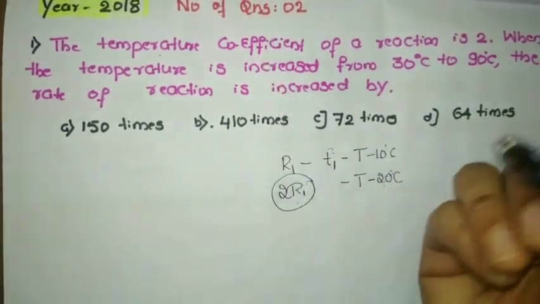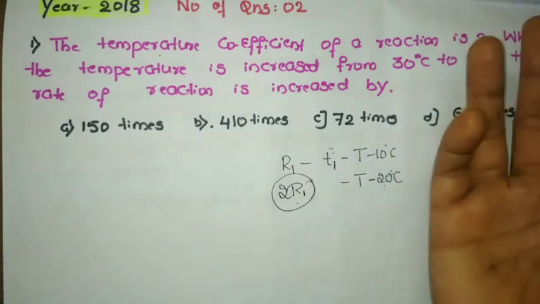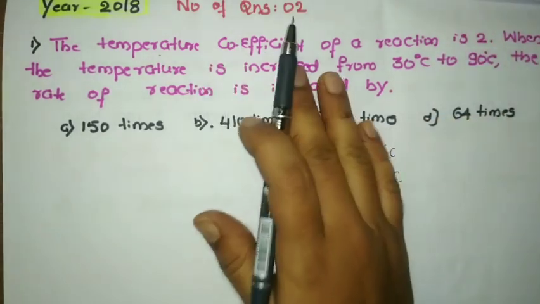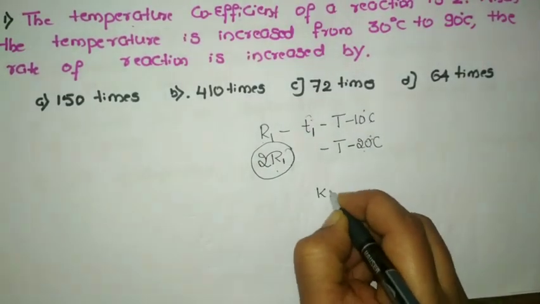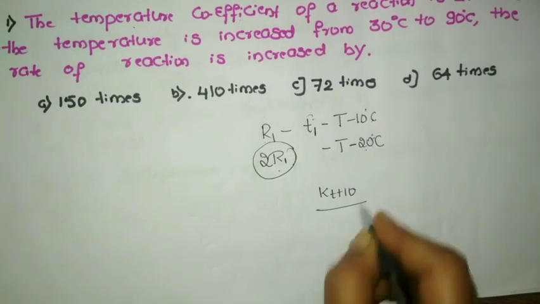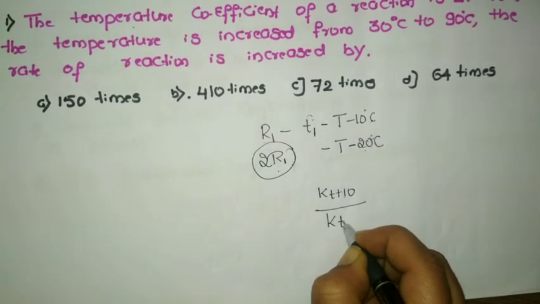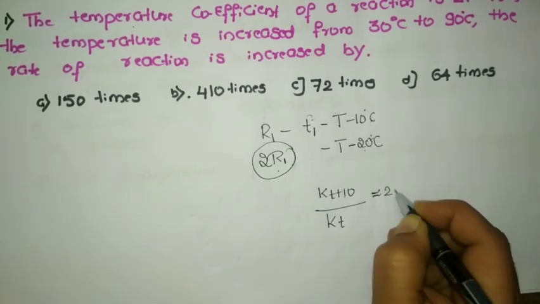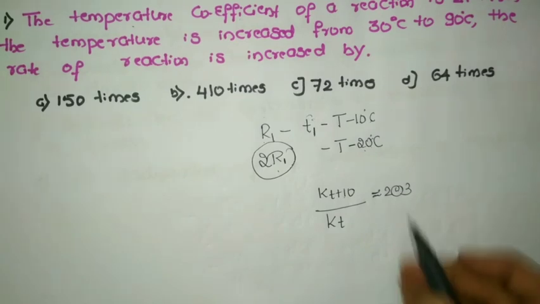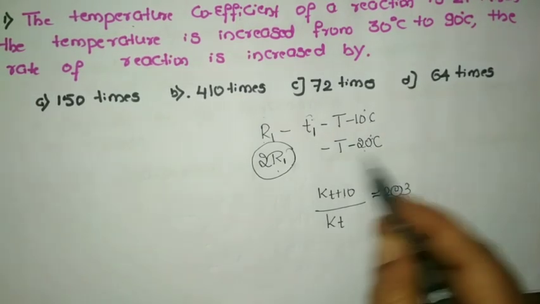With every 10 degree rise in temperature, the rate of a reaction either doubles or triples. That is the temperature coefficient, and how is it represented, students? K at T plus 10, the rate constant at the higher temperature, over the rate constant at the given temperature, is approximately equal to 2 or 3, meaning it either doubles or triples with every 10 degrees. So this you have to remember.